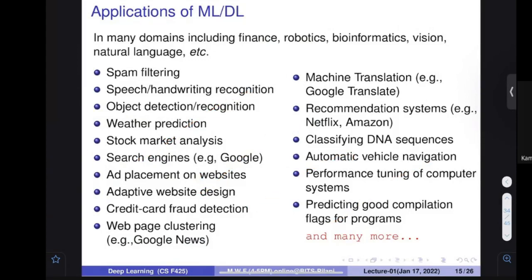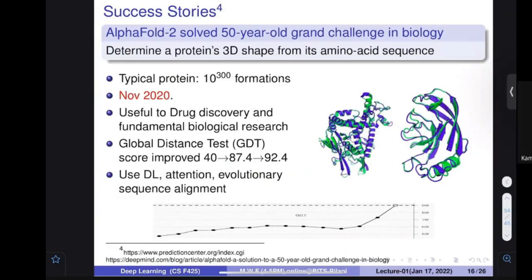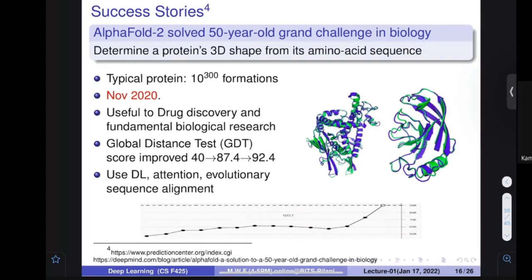Everywhere we can apply machine learning and deep learning: spam filtering, stock market analysis. Everywhere we can apply all these things. Let me give you some success stories that have been achieved earlier.